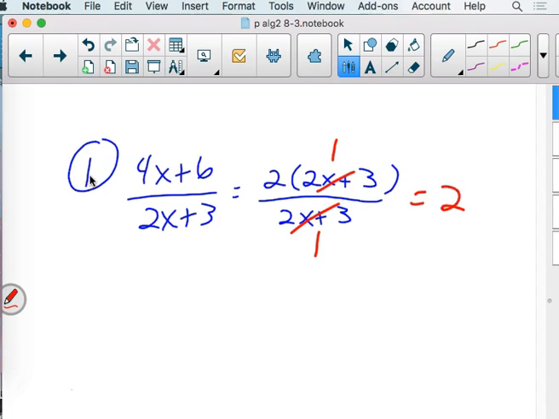Now, the one thing we're probably really rusty on is restrictions on a domain. X doesn't equal -3. That denominator cannot equal 0.